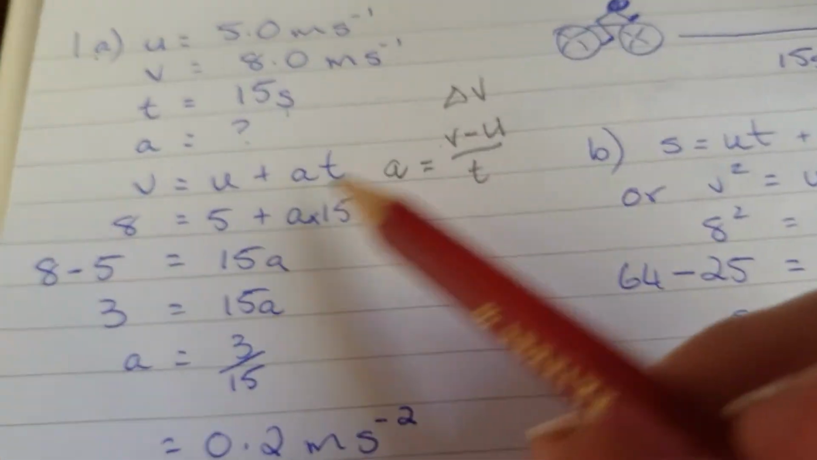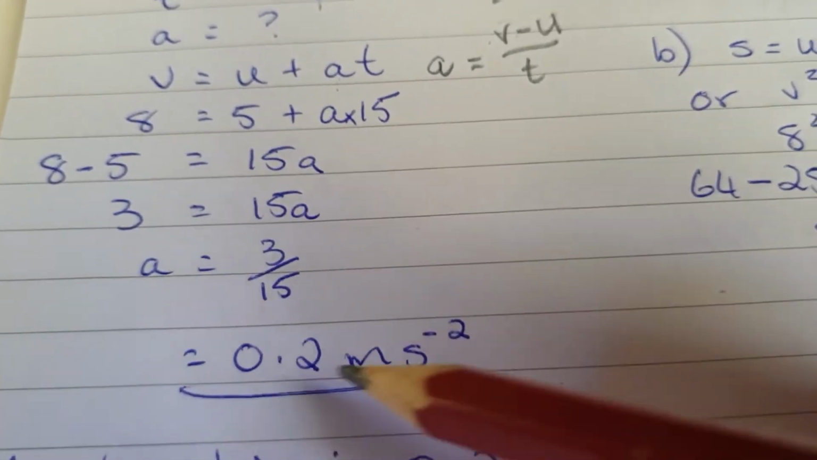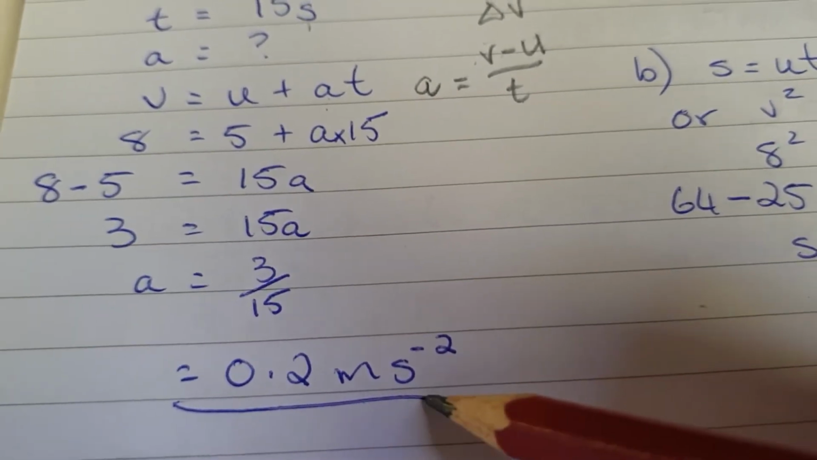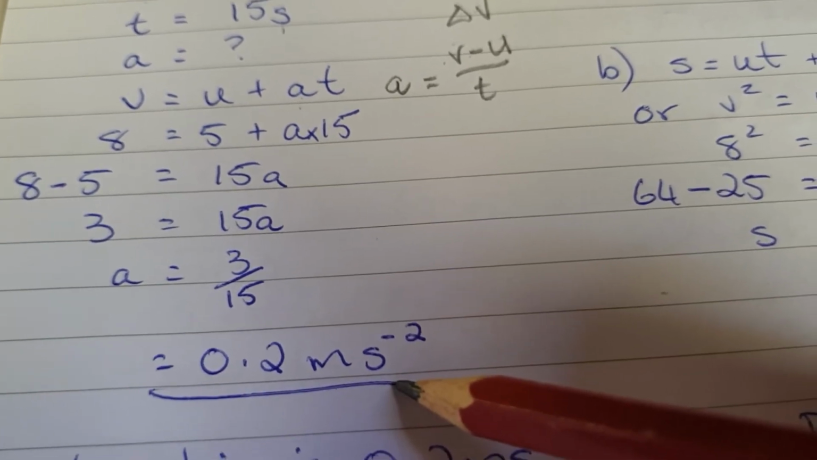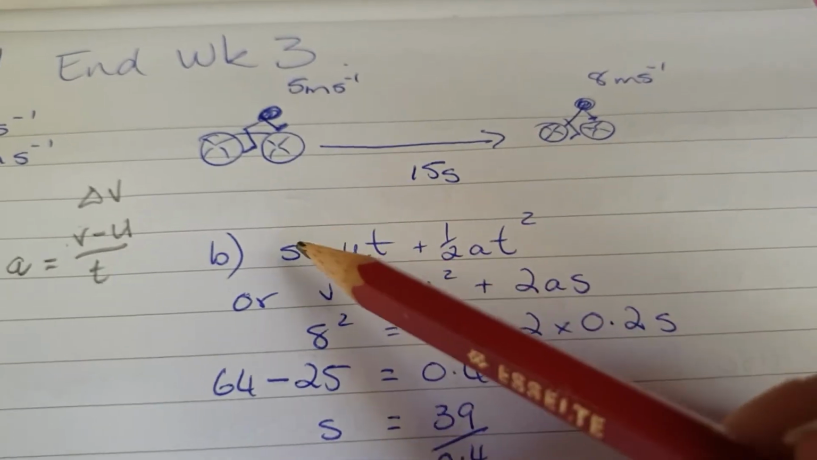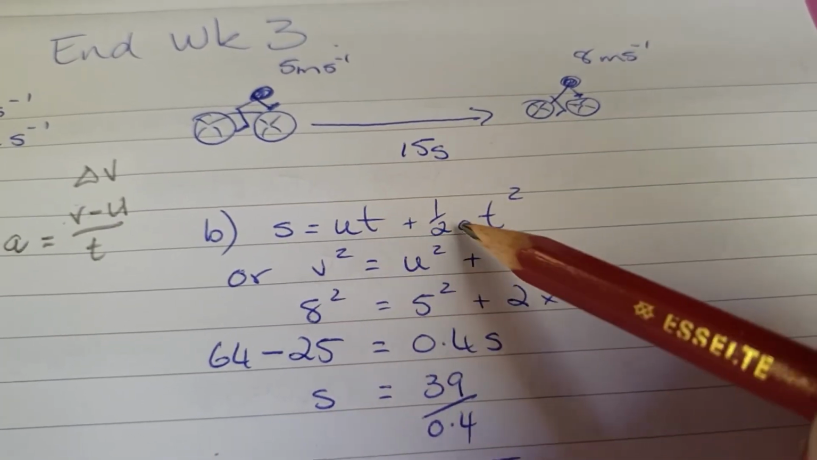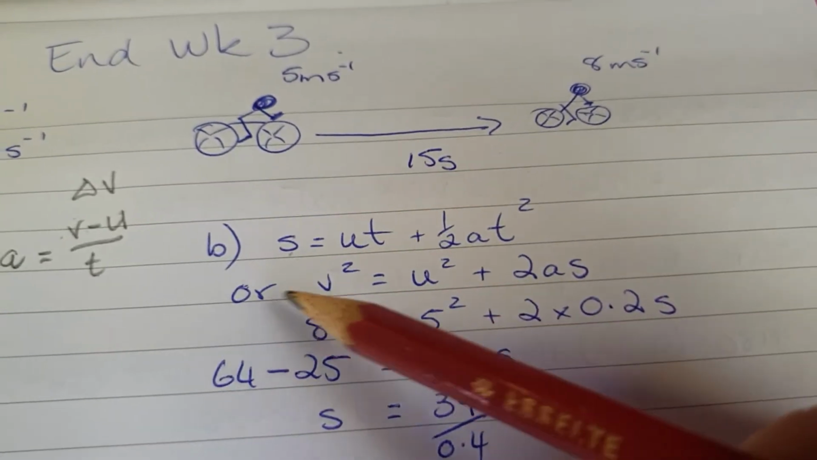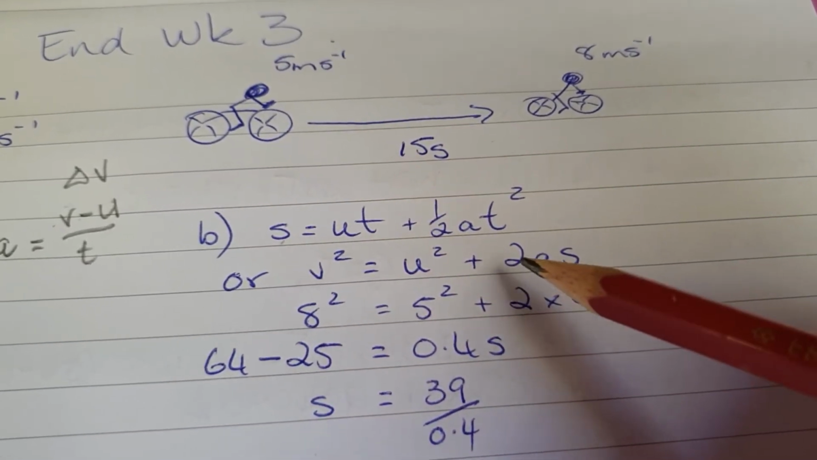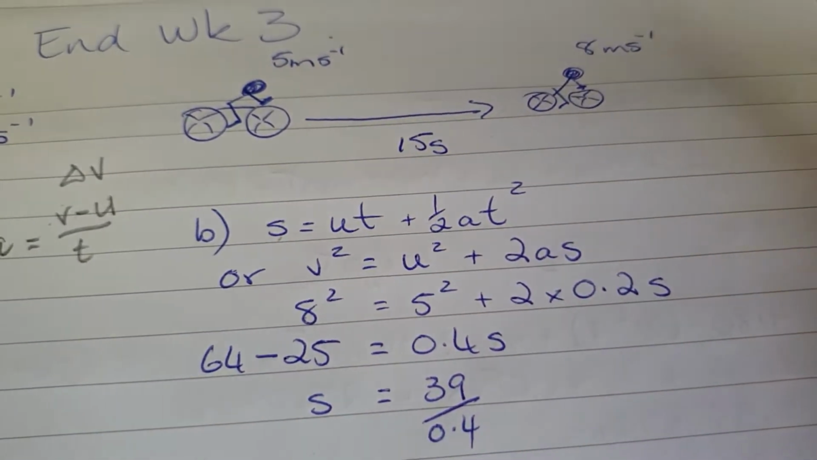That's another form. It's the same formula, it's just in a different format. Right, and you work that out: 0.2 meters per second squared. Determine how fast the cyclist travelled while accelerating. You've got two options. You can use the formula s equals ut plus a half at squared, where s is the displacement, or v squared equals u squared plus 2as.